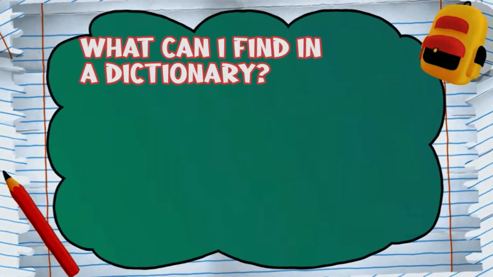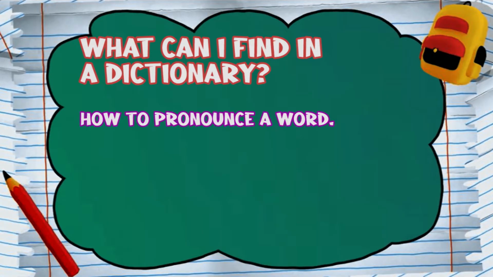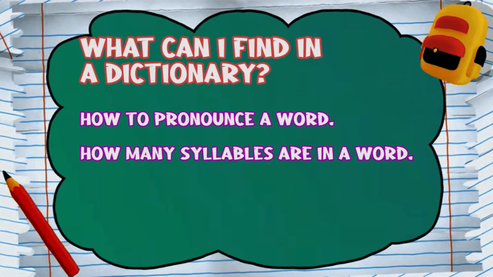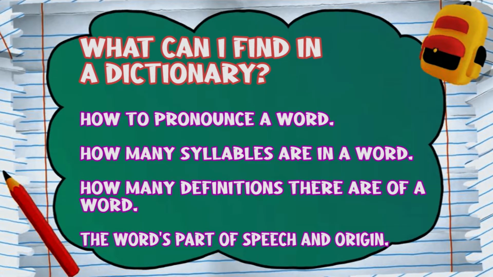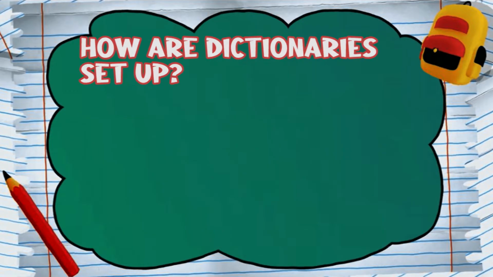So, what can we find in a dictionary? We could find how to pronounce a word, how many syllables there are in a word, how many definitions there are of a word, because there are some words that have more than one definition, which simply means that they have more than one function. The word's part of speech. And also, we can know the origin of the word.